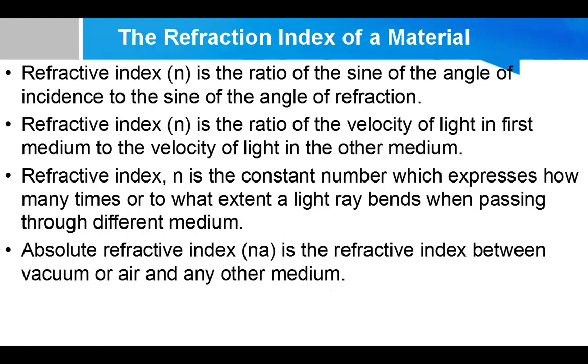Let's see what the refractive index of a material is. When we're talking about the refractive index, we are talking about the ratio of the sine of the angle of incidence to the sine of the angle of refraction. Also, we are talking about the ratio of the velocity of the light in the first medium to the velocity of the light in the other medium. The refractive index is also the constant number which expresses to what extent a light ray bends when it passes through different media.